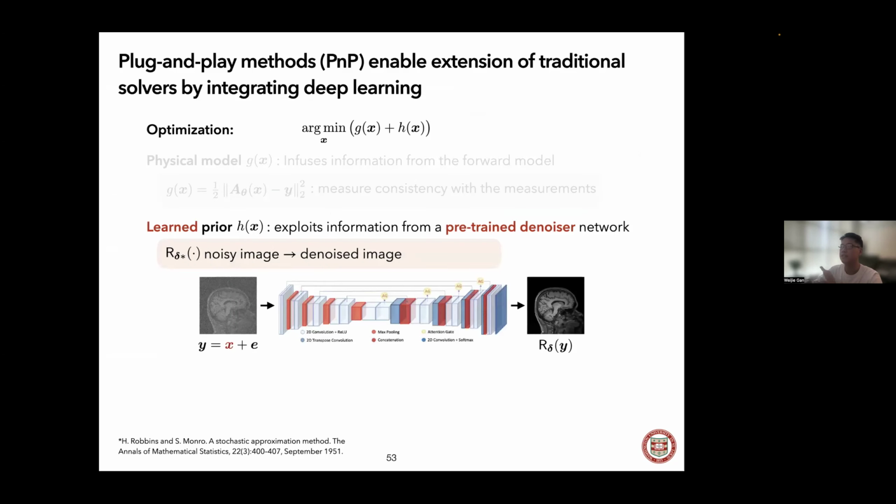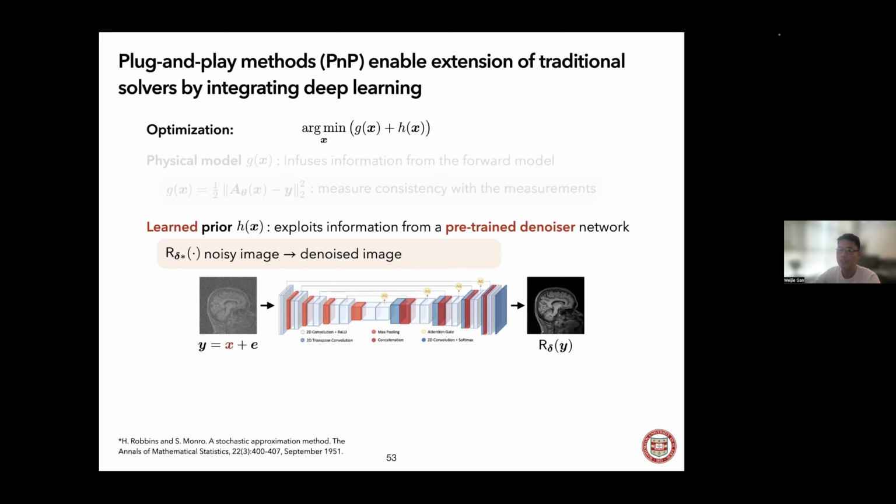But the key difference, and what I want to highlight here, is that we are going to use a learned prior as H(x). In my very first slides, I said the prior can be some predefined function. But here I want to push it a little bit further. We are going to discuss cases where your H(x) is a learned prior, a deep learning based prior. More specifically, we are going to use a pre-trained denoiser as the prior. Some of you may be familiar with this idea, called PnP, the plug and play method. The key idea is that you train a denoiser and then use it as a prior.